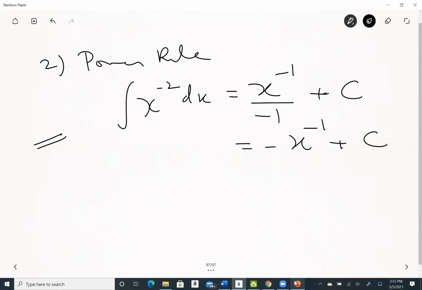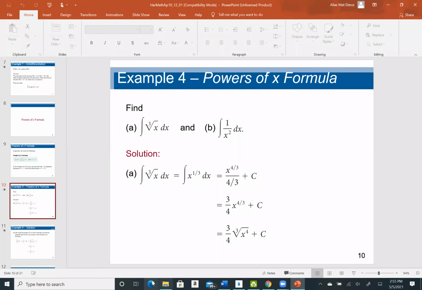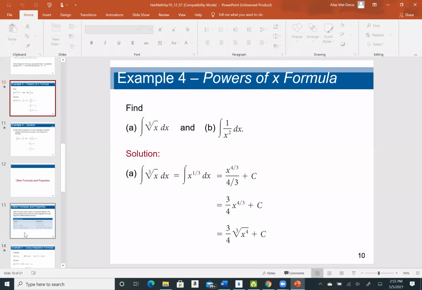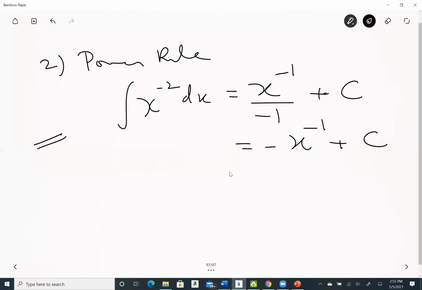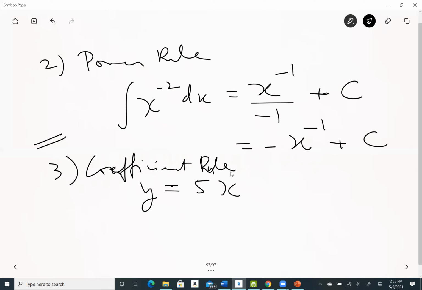Okay, rule number 3. This is rule number 3. Okay, this one, maybe I will write it. In the book, they put everything together. So rule number 3 is the constant coefficient rule. So you have a constant, which is a coefficient. So example will be like this. You have y equal to 5x to the power of 3. So here you have not just x to the power of n. You have a constant here, which is a coefficient.